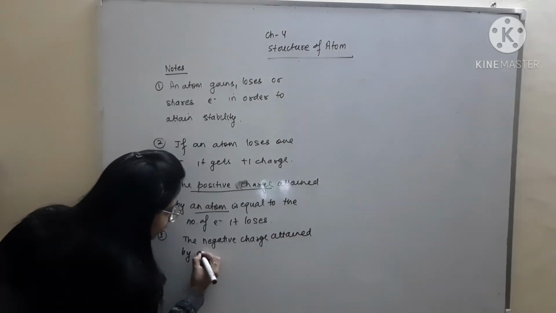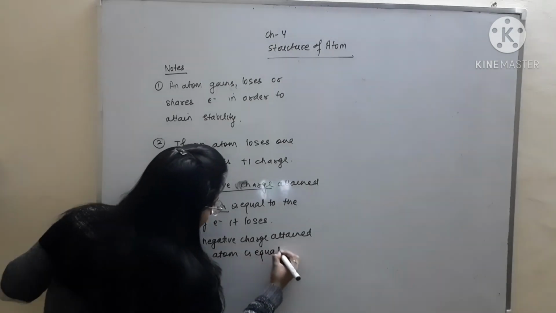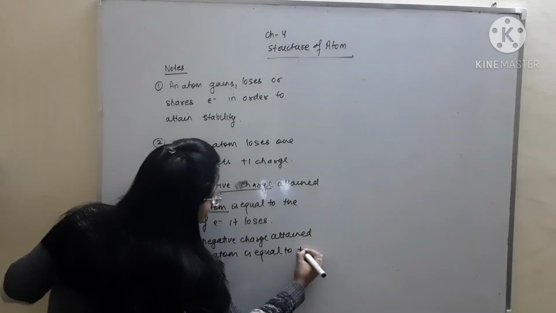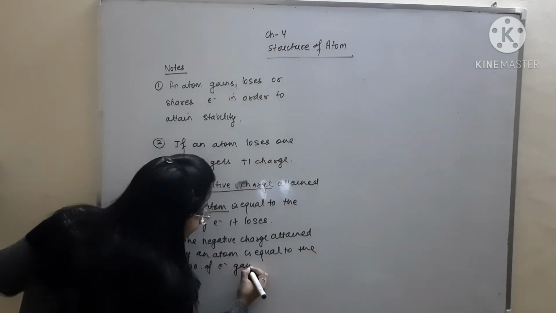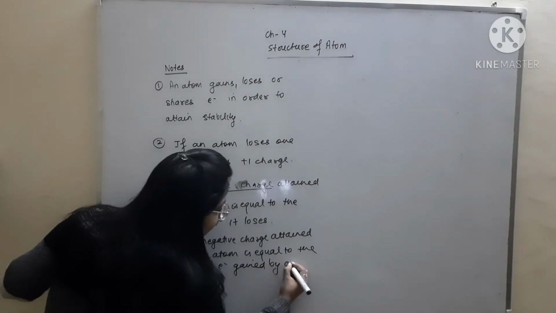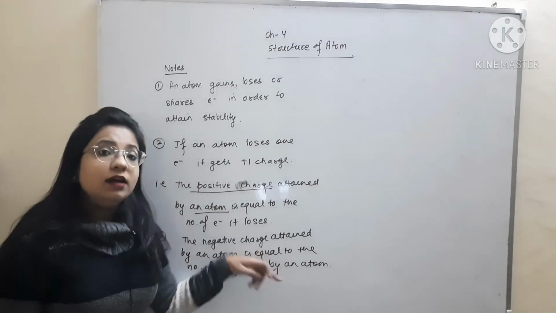Similarly, the negative charge attained by an atom is equal to the number of electrons gained by an atom.